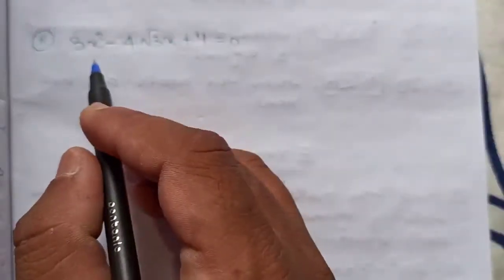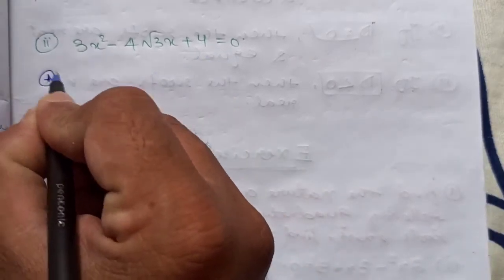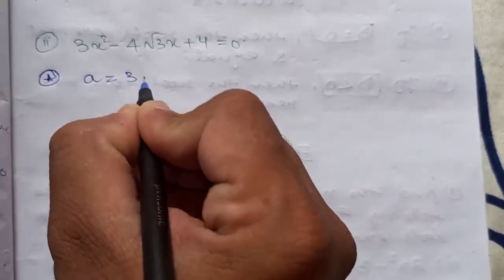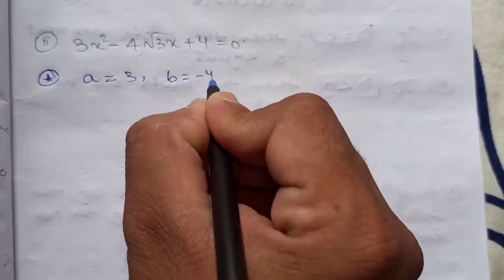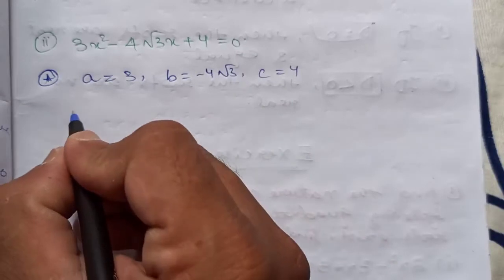Next, now second bit. In the second bit it is given 3x square minus 4 root 3x plus 4 equals to 0. First of all we will find out what is a. A is 3, b is minus 4 root 3 and c is 4. A, b, c we wrote. We will find out d.